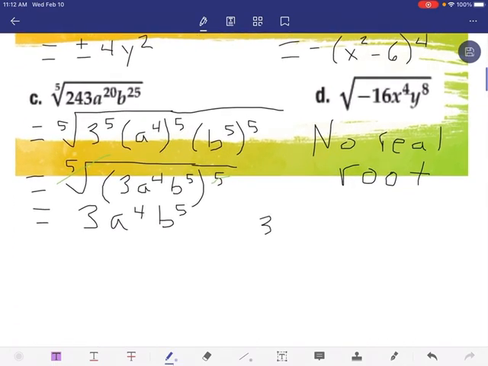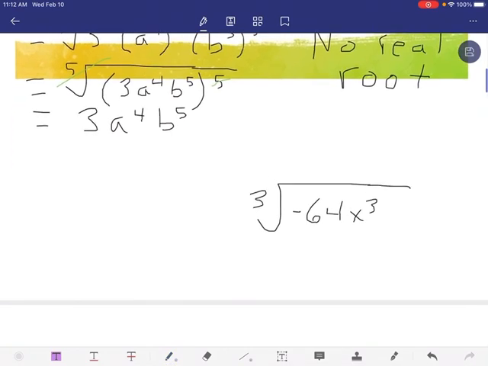However, let's think about if I had something like the third root of negative 64x to the third. Well, notice that I have a negative, but this time my root index is a 3. Well, 3 is an odd number. Well, if I go back and I look, okay, well, 2 to the third is 8. 3 to the third is 27. 4 to the third is 64. So that gives me that correct number.